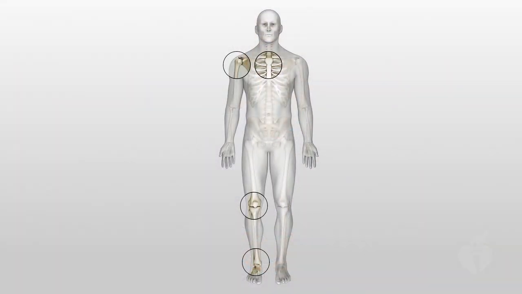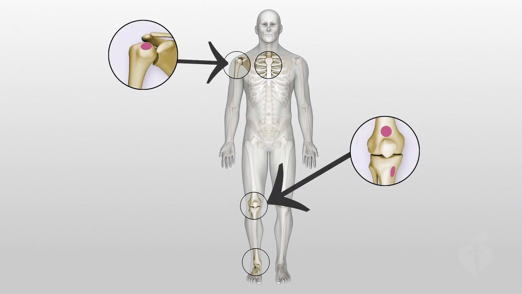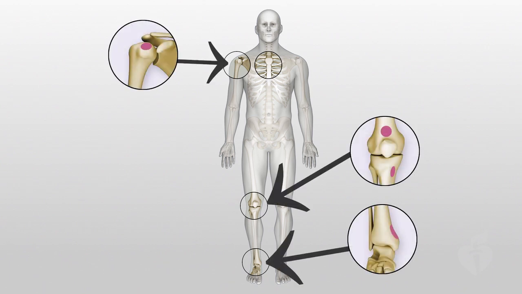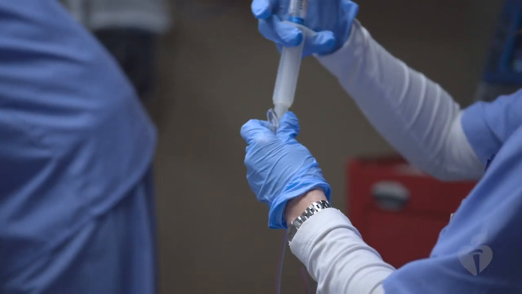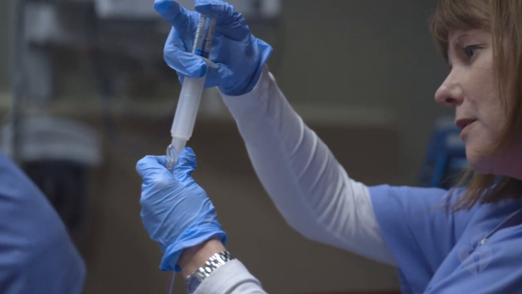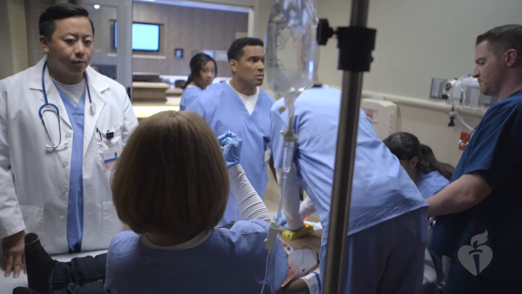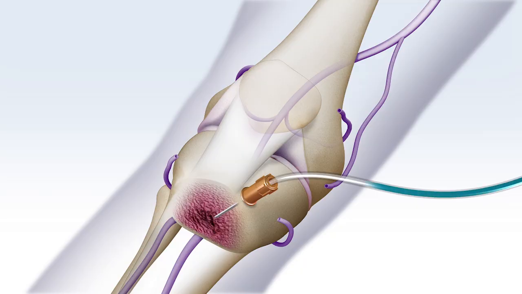Many sites are appropriate for IO infusion. See your device-specific instructions for a list of approved sites. For adults and older children, the most common sites include the proximal tibia, the humeral head, the medial malleolus, and the sternum.